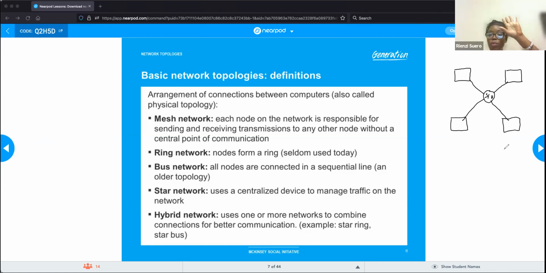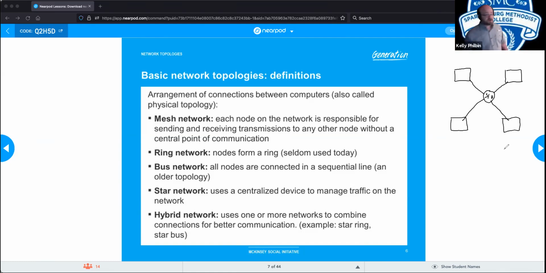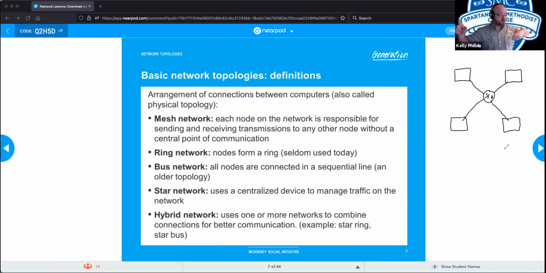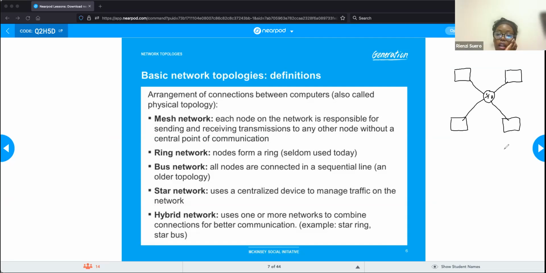I do have one more question about the previous one: the terminators are just computers as well? No, they're not computers. They're actually devices that you put on the end. You can't put a computer on the end. If you put a computer on the end without a terminator on it, it will not function. So there actually is a device called a terminator that goes on the end of that coaxial cable that reflects the signal back.